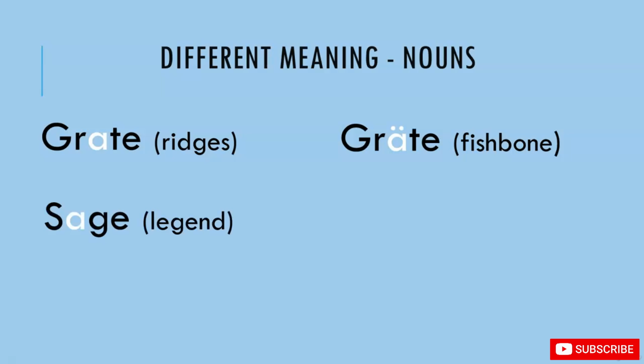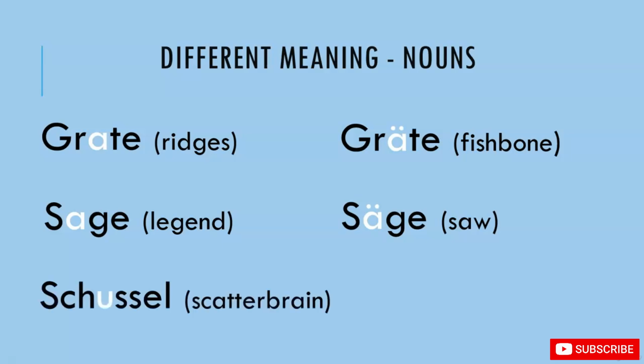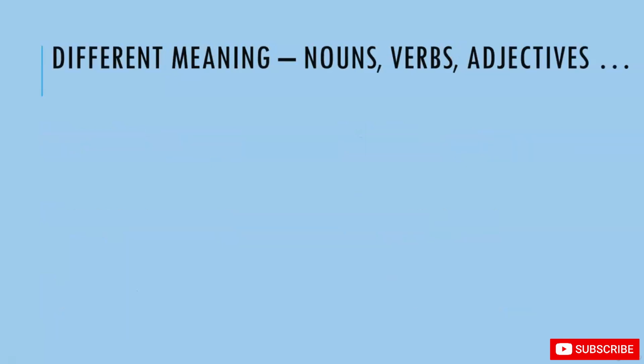Sage, a legend. Säge, a saw. Schussel, a scatterbrain. Schüssel, a bowl. And a mixture. So when you see it written down, you would recognize whether it's a noun or a verb, but in spoken language, you wouldn't necessarily unless you understand German really well.